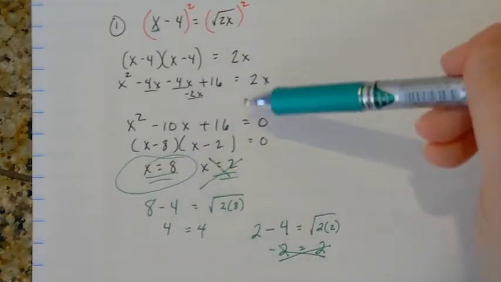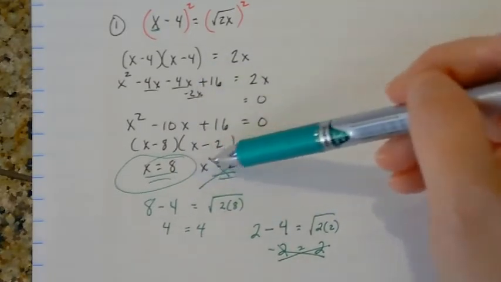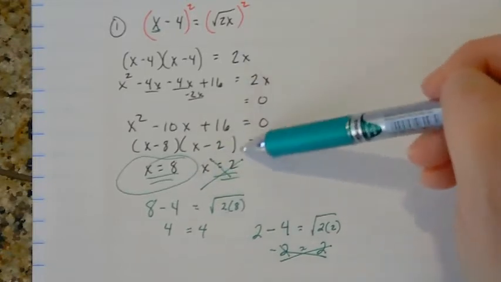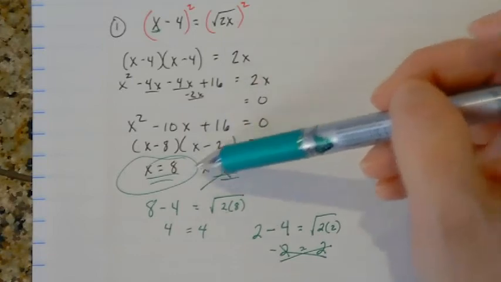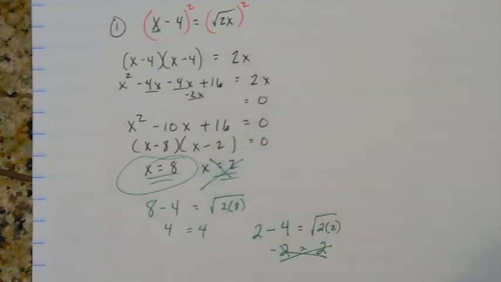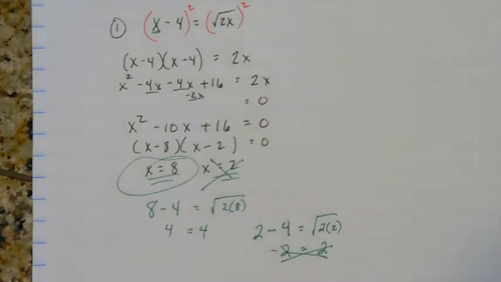Sometimes you can solve, get 2 answers, and both answers are good. Sometimes you can solve and get 2 answers and only one answer is good. Or sometimes you can solve and neither answer is good because both of them are extraneous. In our case, only one of them was extraneous. Let's do another example like this one.